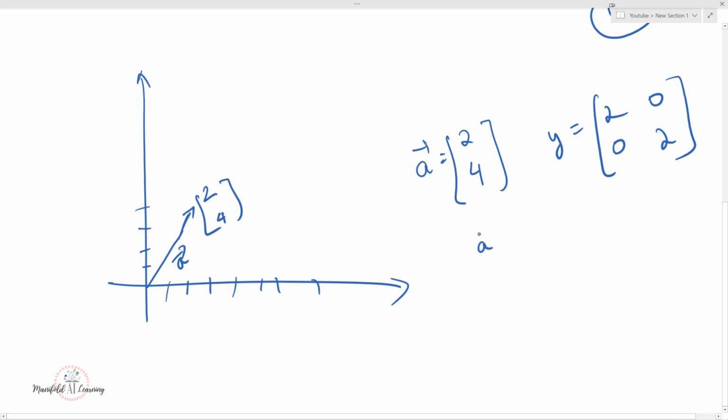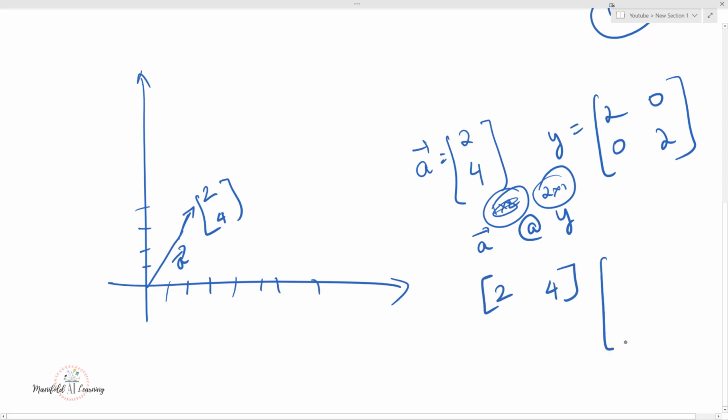Now let's multiply vector A with matrix Y. To do it, first we have to make sure that the operation is compatible. This is currently in the shape 2 cross 1, so I'm going to reshape it to the shape 1 cross 2. It will look like this, 2 and 4, and I'm going to multiply it with my matrix 2, 0, 0, 2. So, 1 cross 2 times 2 cross 2, the resulting vector will be of the shape 1 cross 2.